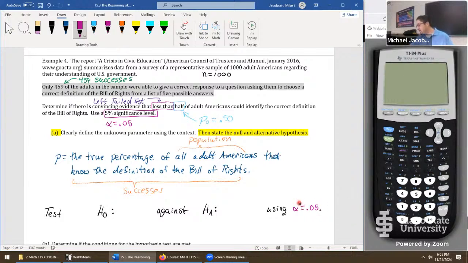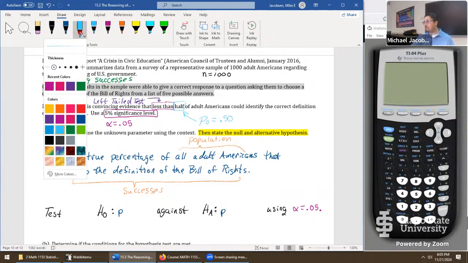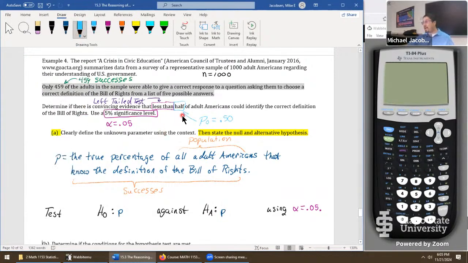I guess a sentence does need a period. So if you like writing it out that way, that's a great way to format your answer. We'll take here the parameter we defined in both hypotheses. Next, we take the hypothesized value, half of Americans knowing this definition. They'll go here and here.